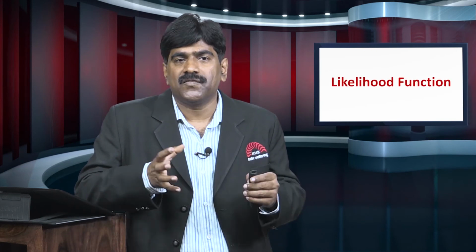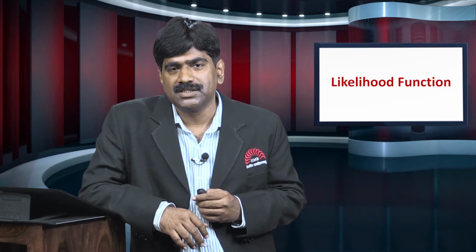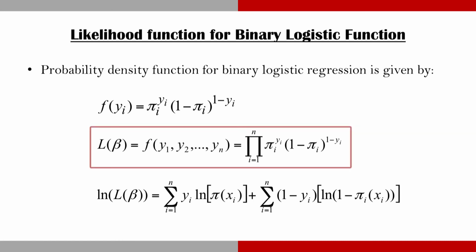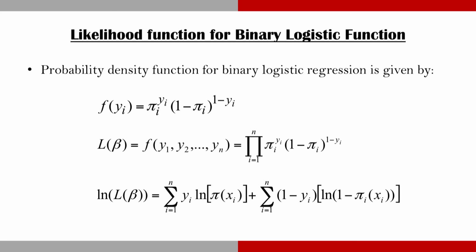Now, this is the logic of maximum likelihood estimator. Let us see how this logic is used in case of logistic regression. For logistic regression, the likelihood function f of yi is given by pi i to the power yi times 1 minus pi i to the power 1 minus yi. So, whenever yi equal to 1, I get pi i, and whenever yi equal to 0, I get 1 minus pi i. Now, given the data set, I take the likelihood function, which is product i equal to 1 to n pi i to the power yi times 1 minus pi i to the power 1 minus yi. When I substitute the pi i value, remember the pi i is nothing but e to the power z over 1 plus e to the power z.